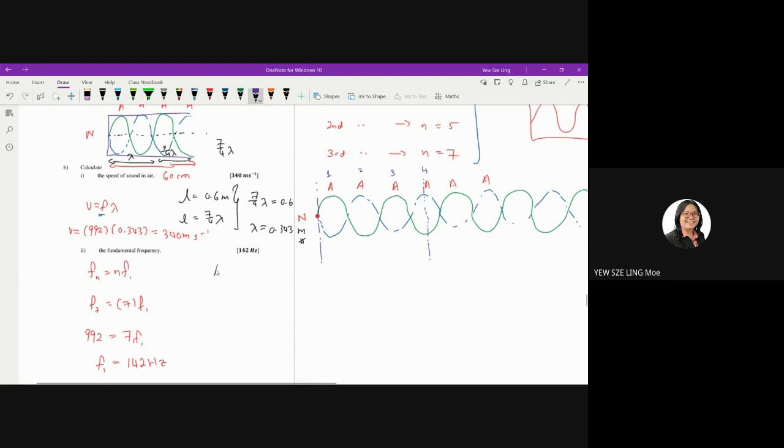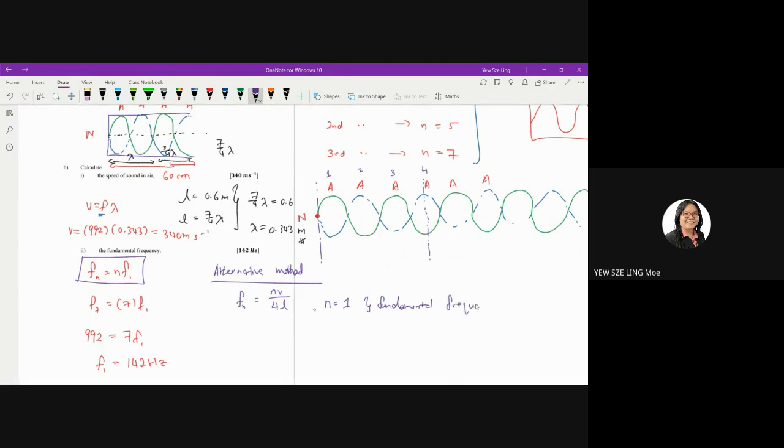Another method, an alternative method, in case you couldn't remember this relationship, is to use the general equation for a closed end air column, which is Fn equals nv over 4L. At the fundamental frequency, n equals 1.